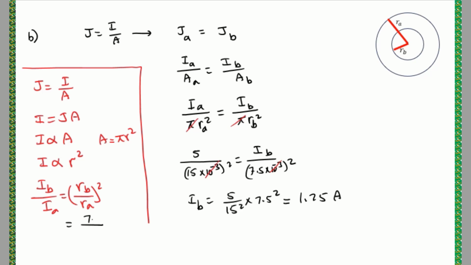Let's substitute 7.5 over 15 millimeter squared equals IB over 5, and we will get the same. IB equals 1.25 amperes. Please take care, the radius between A and B decreases to half, but the current will decrease to 1/4 because we have squared.